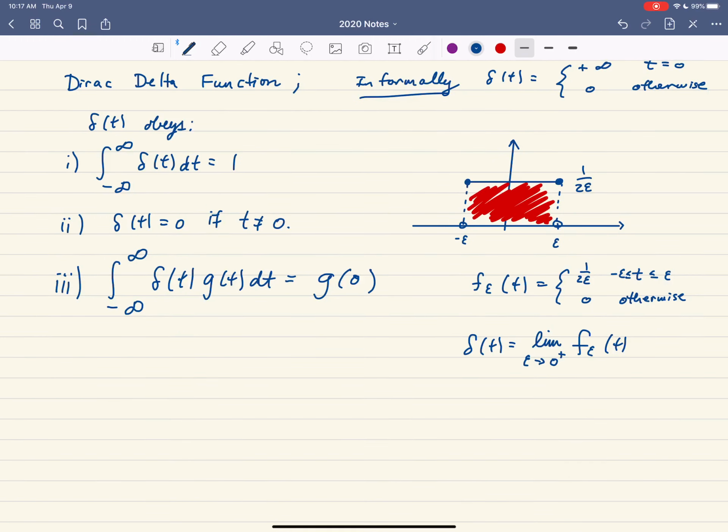And what we're going to do then is also talk about the shifted Dirac Delta Function. This is going to be the same thing, except it just doesn't need to be symmetric about 0. It can be symmetric about any value.